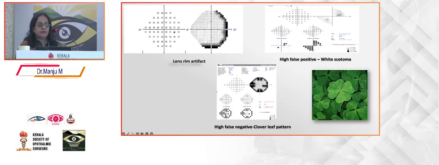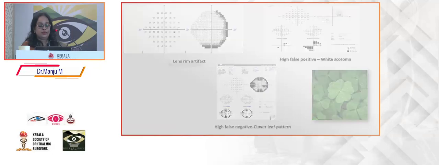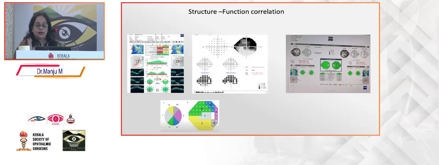One is a rim artifact, usually due to the correction that is given during the field testing. And there is a chance of high positivity. If the patient is a trigger-happy patient, you can have high false positive reports with white scotomas, and a lethargic patient may give a high false negative or a cloverleaf pattern kind of field. So look for any artifacts.